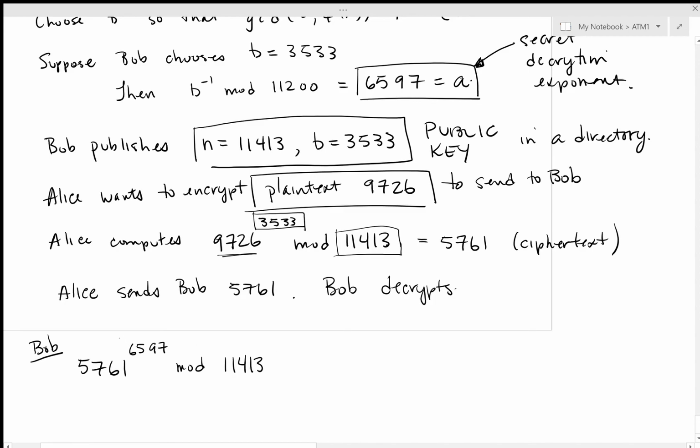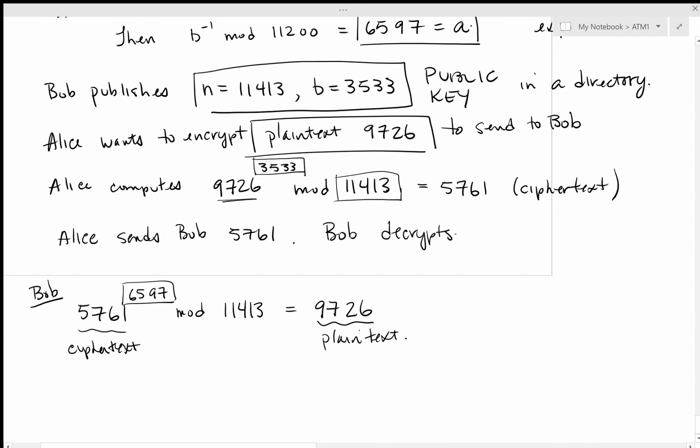So this number right here cannot be found out by somebody, and also it cannot be computable from the public key. Otherwise, your security disappears. And when you make this calculation, you will see that you get back the plain text, which is of course what should happen. So this here is the ciphertext, and this here is the plain text. This is the message that Alice wanted to send.